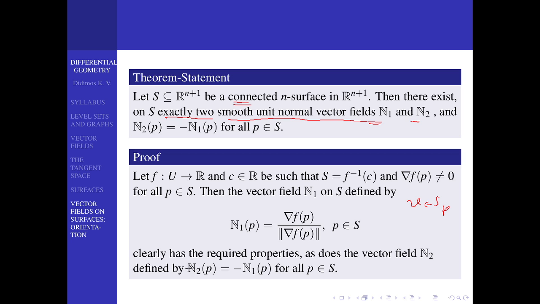Now you can define another vector field n2 of p equal to minus n1 of p, then n2 of p follows all the required conditions. Now we need to prove that there is no other. If you define another vector field n3, you can say that n3 of p is either n1 of p or n2 of p. That is the required proof.